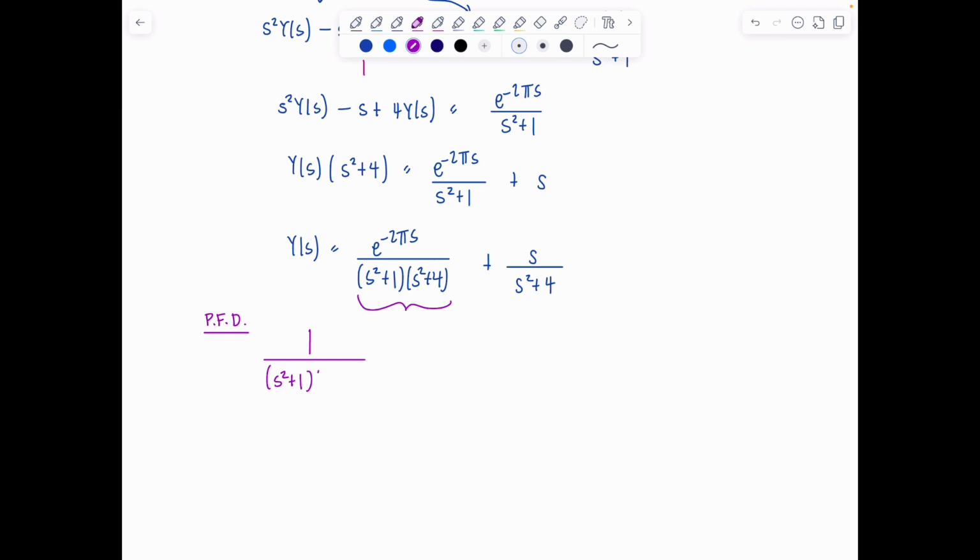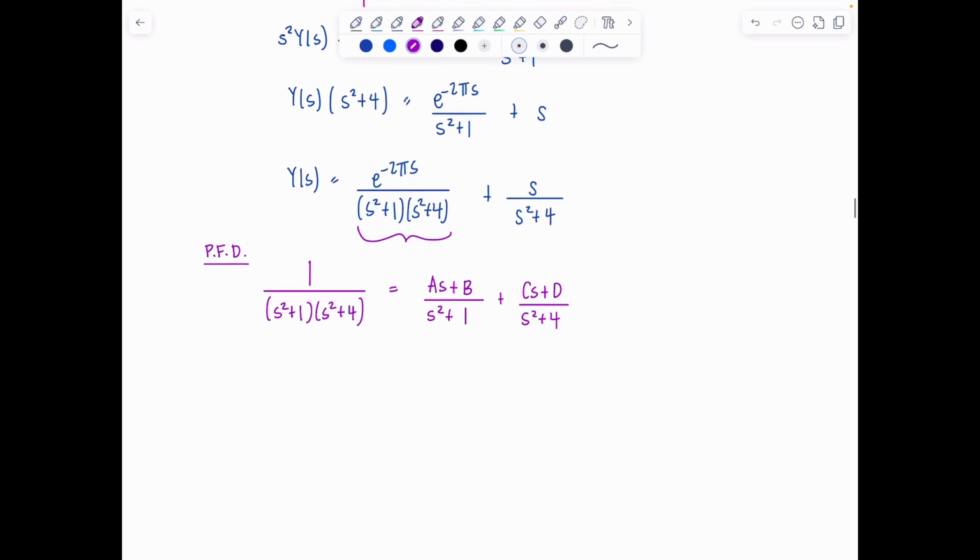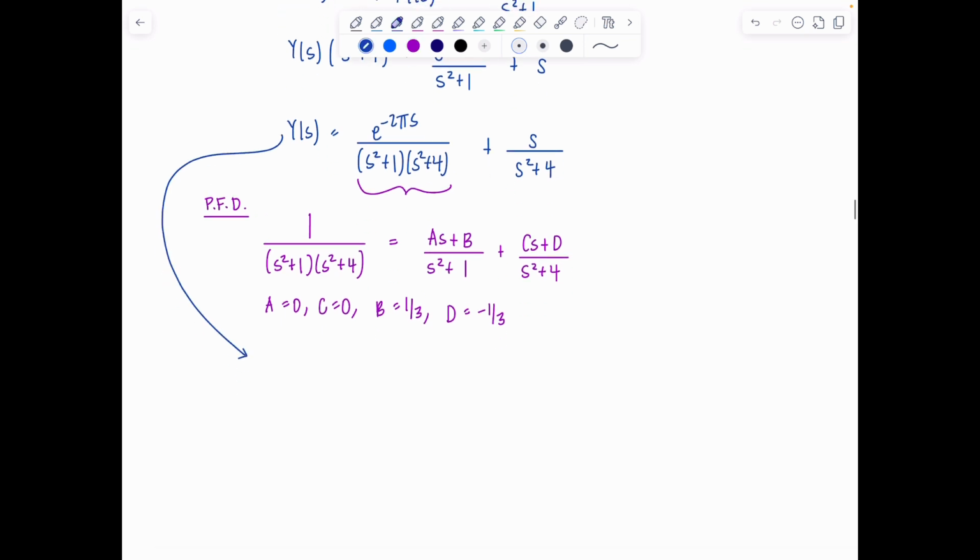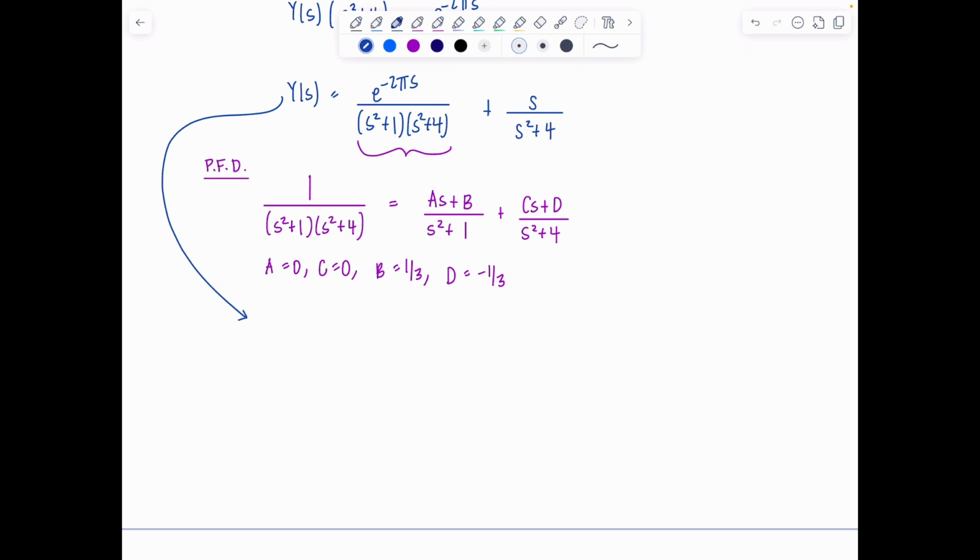So 1 over s squared plus 1 times 1 over s squared plus 4. Both of those are irreducible quadratics. So the decomposition will have the form As plus B over s squared plus 1 plus Cs plus D over s squared plus 4. I won't bore you with solving it. At this point, this should be no big deal for you. A is 0, C is 0, B is a third, and D is negative 1/3. Okay, then I just kind of jump to taking inverse Laplace and using my decomposition.